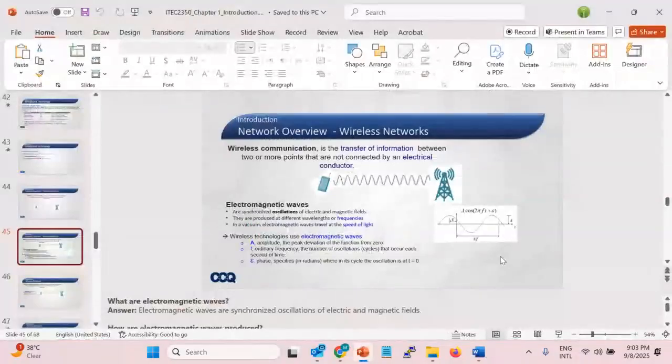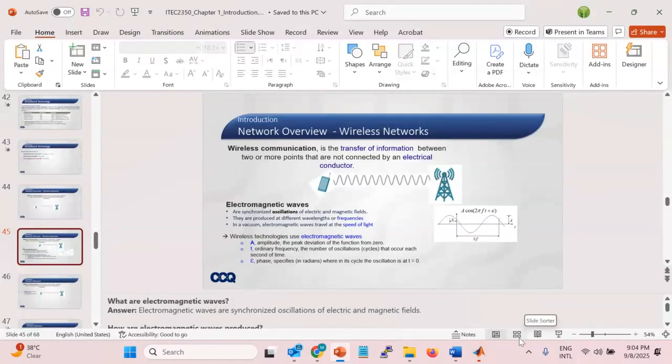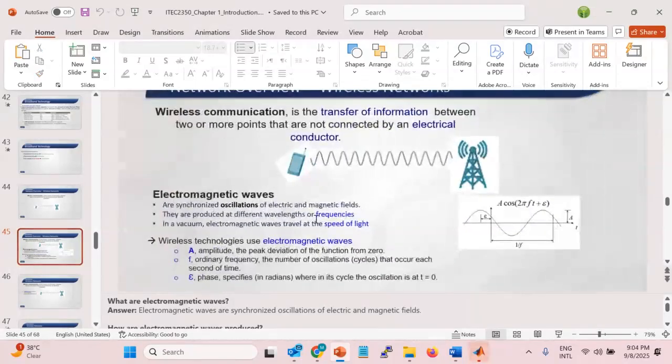The electromagnetic wave consists of electric and magnetic fields. Both these fields are orthogonal to each other. So there is a right angle between the electric field and magnetic field.